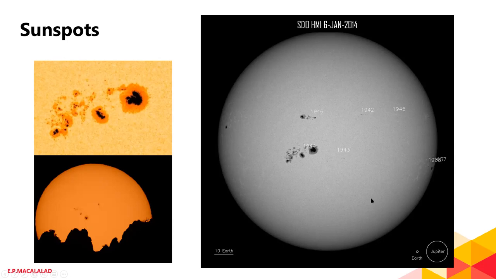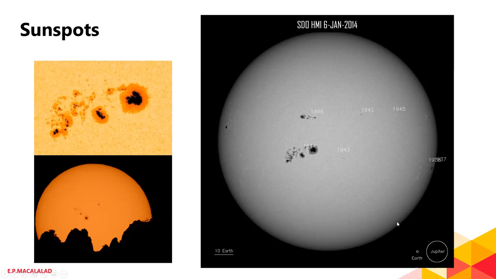And the active regions are named as they appear on the solar disk. So you will notice here, for example, this is 1942, this is 1943, this is 1944, this is 1946, this is 1945. That means 1942 actually appeared earlier than 1943, 1944, 1946, etc.